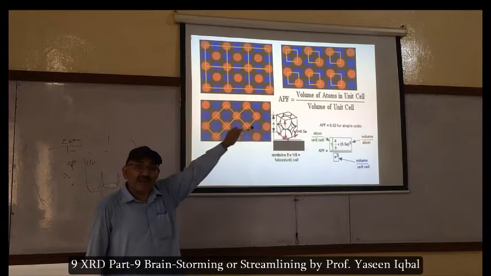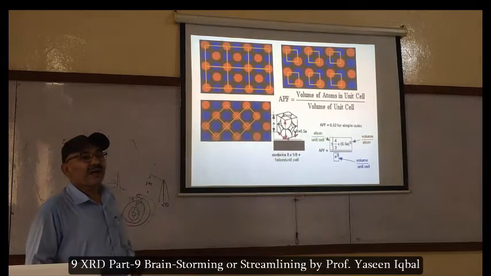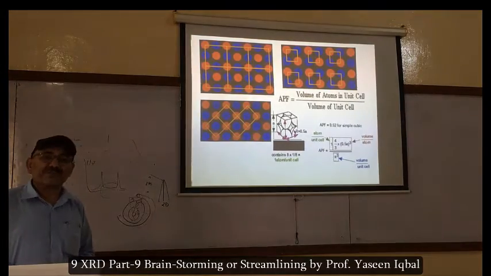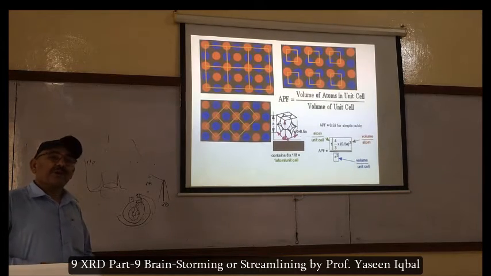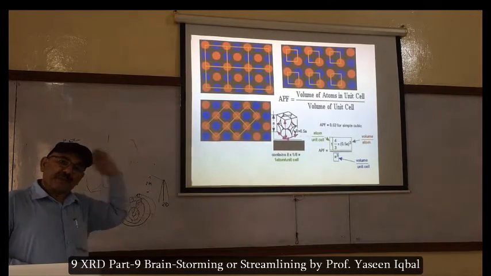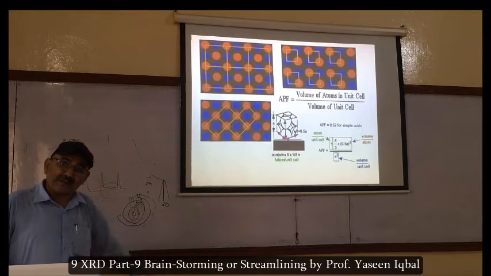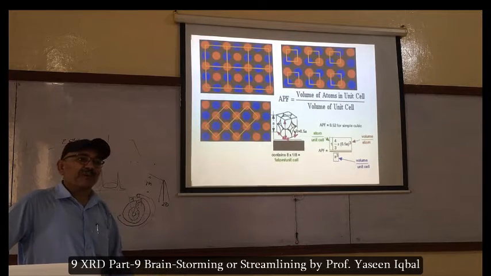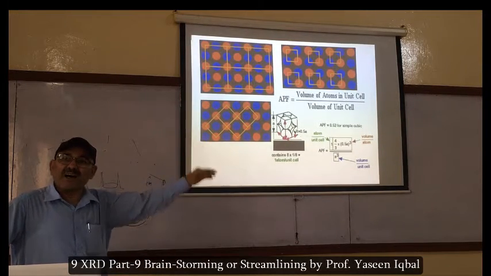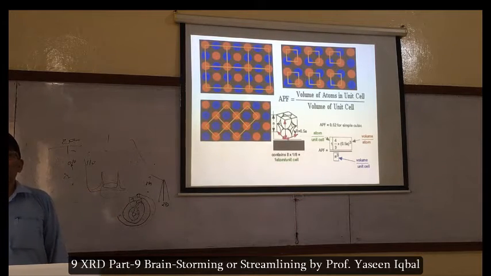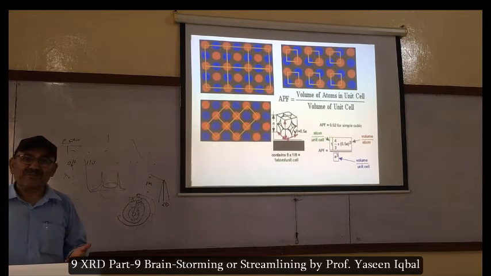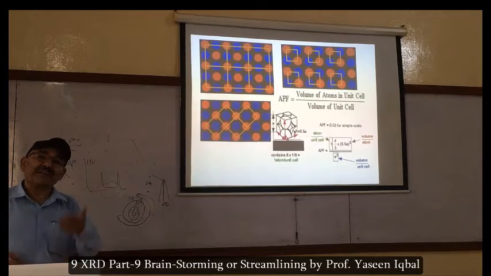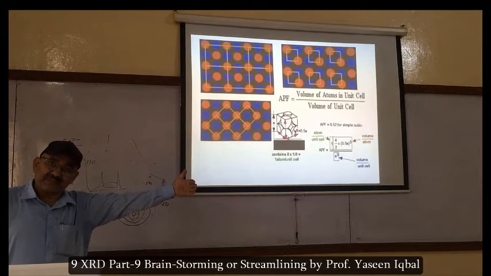So you have all the possible choices of arrangement of atoms and a unit cell. You go for the primitive option, you go for the non-primitive option, you go for cubic, tetragonal, and whatever structure is possible there. Then you refine it, and that refinement leads you to the final decision.